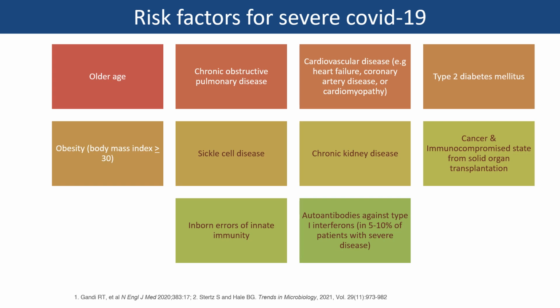Most interestingly, it was discovered that some individuals who seemed to be otherwise healthy yet developed severe COVID-19 had inborn errors of innate immunity, particularly relating to the interferon 1 pathway. Additionally, about 5 to 10% of patients with severe disease were found to have autoantibodies against type 1 interferon. These autoantibodies are more common in older males.